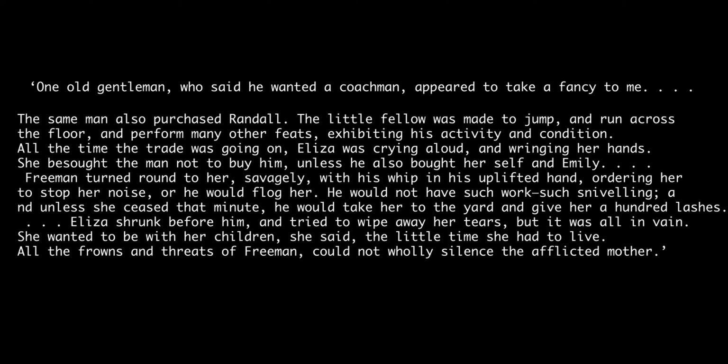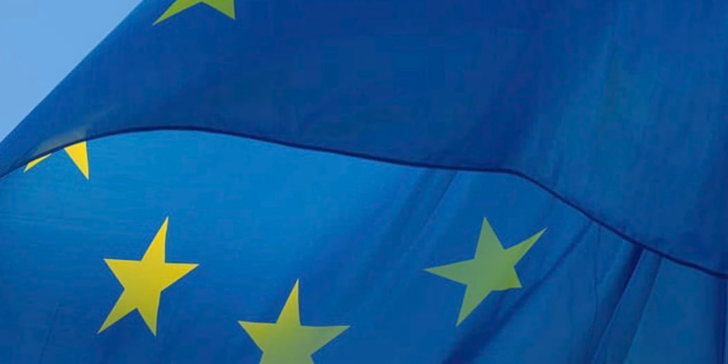This excerpt derives from Northup's description of being sold in New Orleans, alongside fellow slave Eliza and her children Randall and Emily. Anyhow, European alliances supported the American anti-slavery movement.